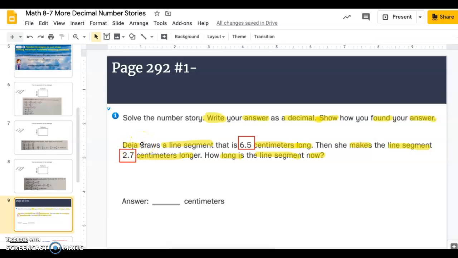And you know what, Mrs. Cole, I always tell my kids, how could I have skipped the directions? Read at the top. Solve the number story. Write, highlight that word, your answer as a decimal. So I cannot write my answer as a fraction. It needs to be written down here as a decimal in the end. And I do have to show how I found my answer. In other words, show your work.